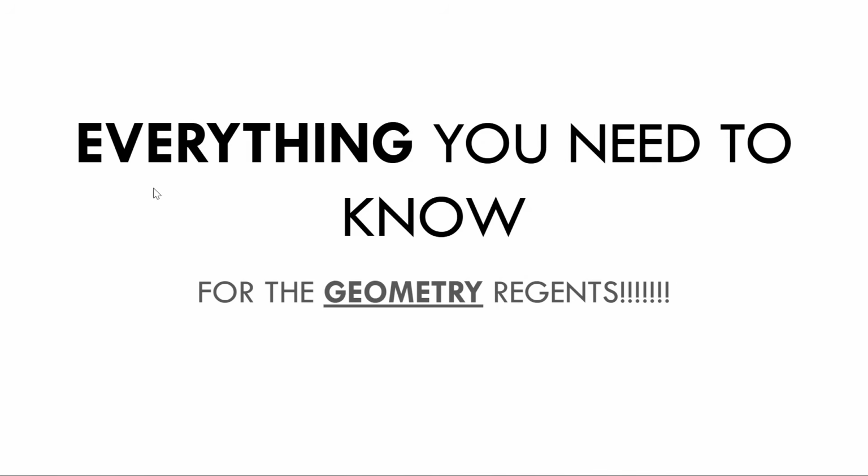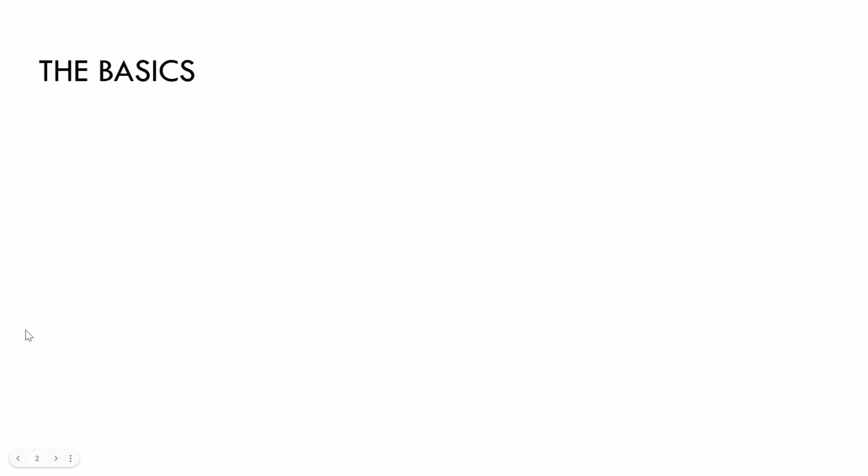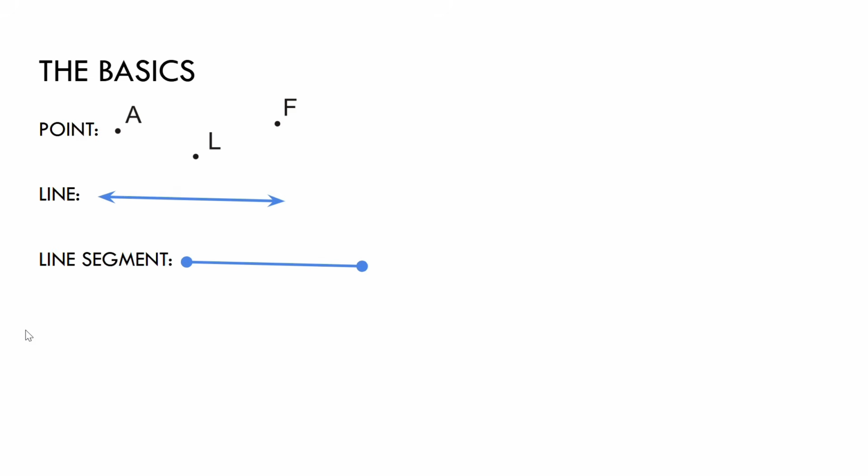This video will be covering everything you need to know for the geometry regents. Okay, let's start off with the basics. So this is what a point is, this is what a line is, this is what a line segment is. You can see that there's no arrows. And then a ray only has one arrow, and this is what a plane is.